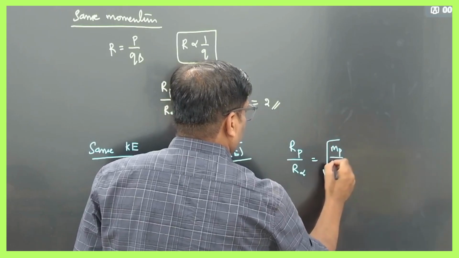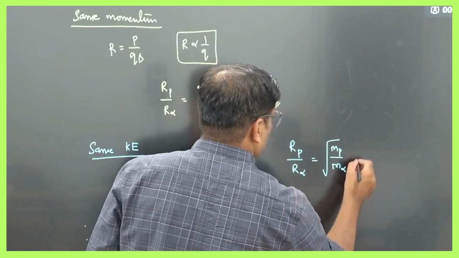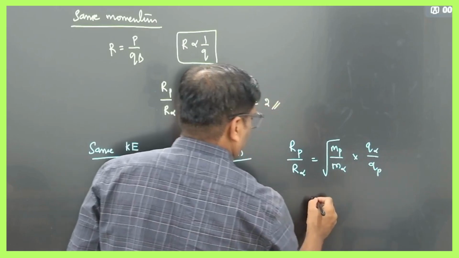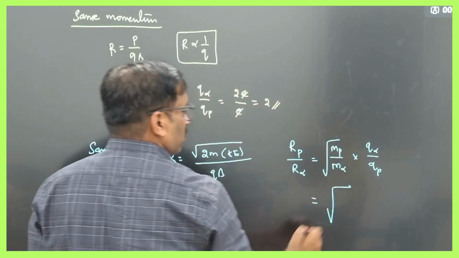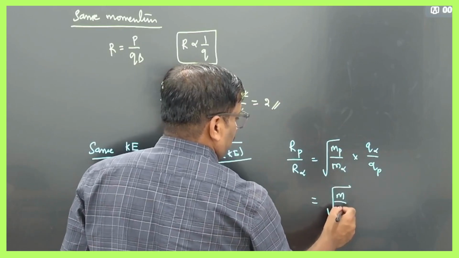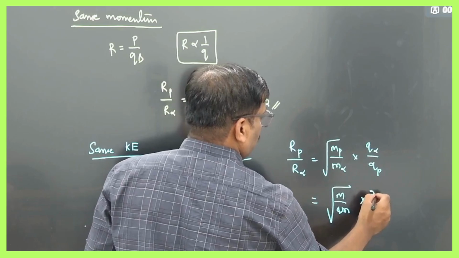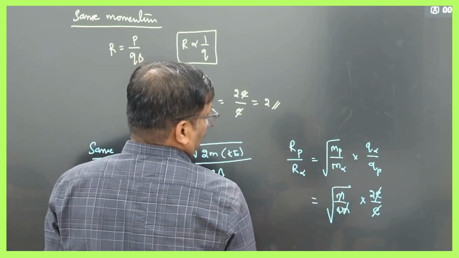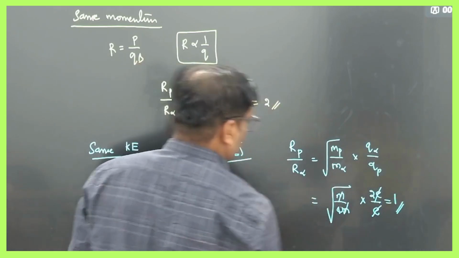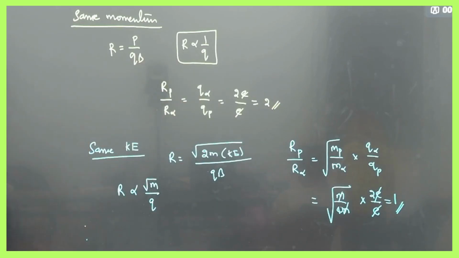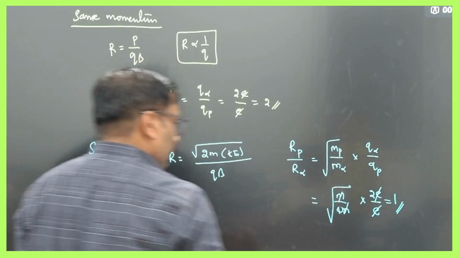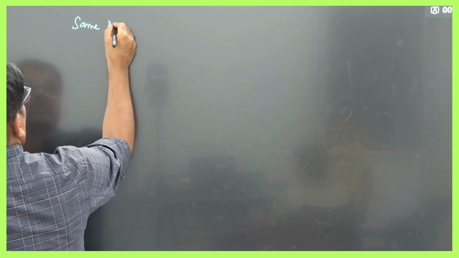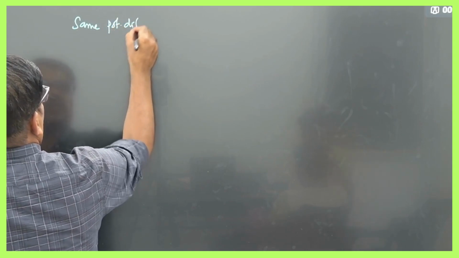So now radius of the proton by radius of the alpha will be equal to root of mass of the proton, directly proportional, inversely proportional to q, out of root. Therefore q alpha by q proton, right? So mass of the proton is m, mass of the alpha is 4m, into 2e by e, you will get cancel. Therefore it is 1 is to 1, if they are projected with the same kinetic energy. Same question you can do if they are accelerated with the same potential difference.